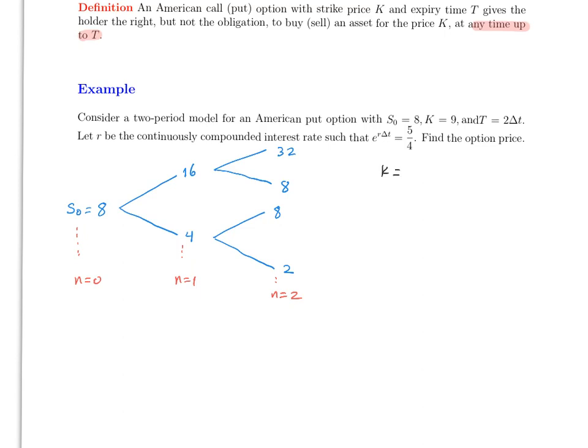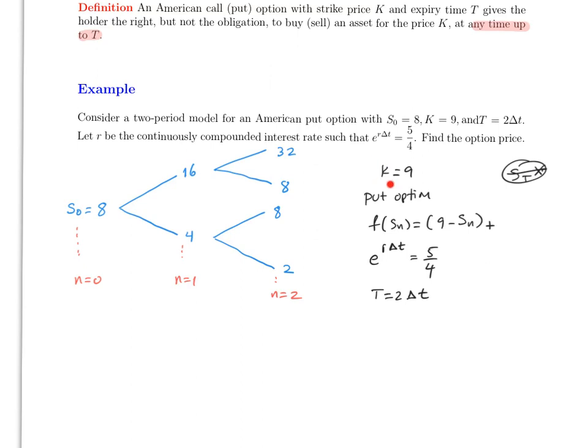Here we have the strike price is 9. And for a put option, remember the payoff function is K minus S, in this case S_T, but that was for the European, so for the American it will be S_n. So it's not S_T anymore. Okay. We also have e to the r delta t is equal to 5 over 4. And that T is equal to 2 delta t. All right. Now, if we look at the strike price, since we have a put option, if you exercise at this point, you end up with 0. If you exercise at this point, you end up with 1. And if you exercise at this point, you will end up with 7.